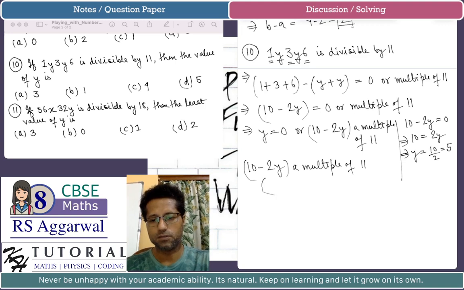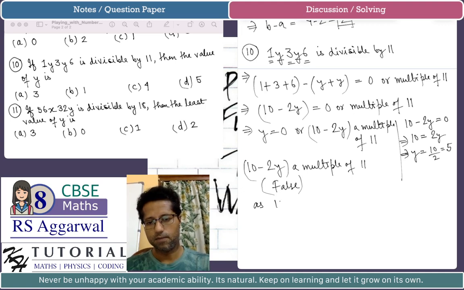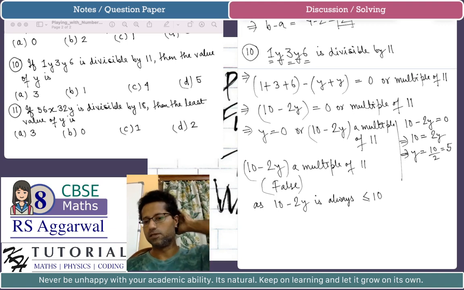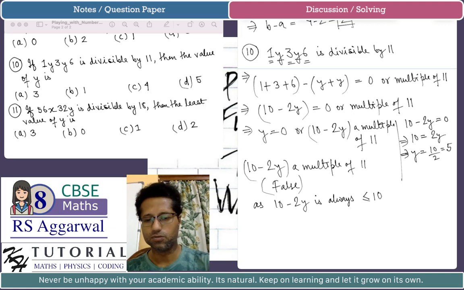There is no such value of y. This is false, because 10 minus 2y will never be a multiple of 11. As 10 minus 2y is always less than or equal to 10, because the value of y is 0 to 9, so you are subtracting 2y from 10. So the value of 10 minus 2y will always be less than or equal to 10, and so it will never be a multiple of 11.